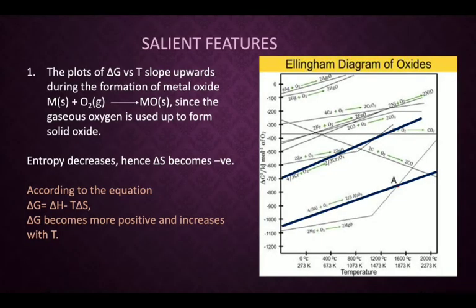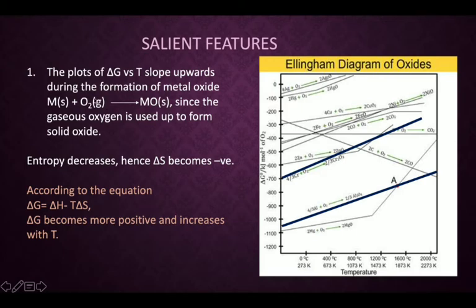Next, coming on to the salient features of Ellingham diagrams. The Ellingham diagrams of oxides are given here. Here what we can see is that all these reactions indicate this general reaction: metal plus oxygen gives metal oxide in the solid state. So here metal, which is in the solid state, reacts with 1 mole of oxygen, which is in the gaseous state, to give metal oxide in the solid state.